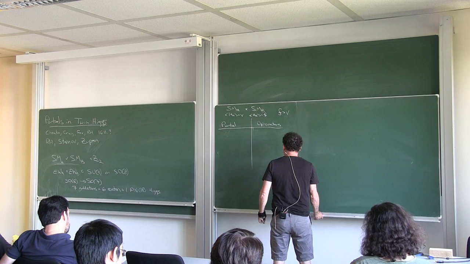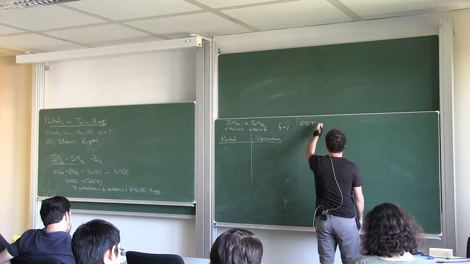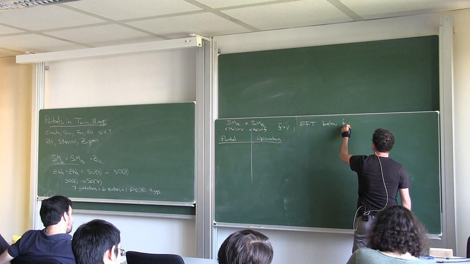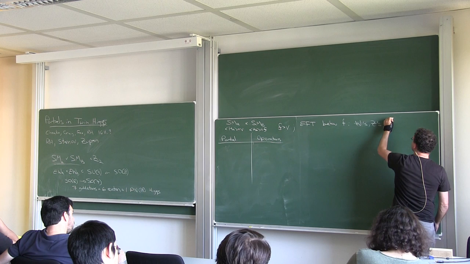I'm going to write down these operators. So this is an effective field theory below F, or below G times F, really. So this contains W's and Z's in both sectors, fermions, and our Higgs, but let's assume the other Higgs is out of the theory.